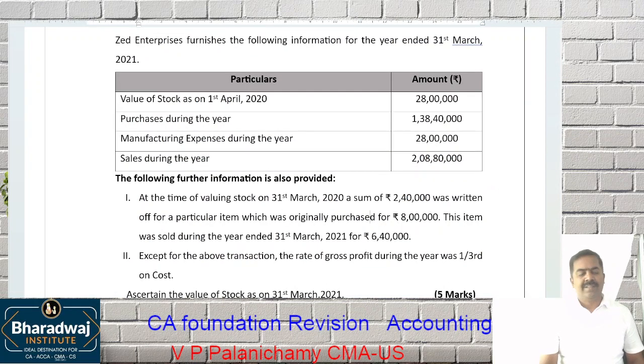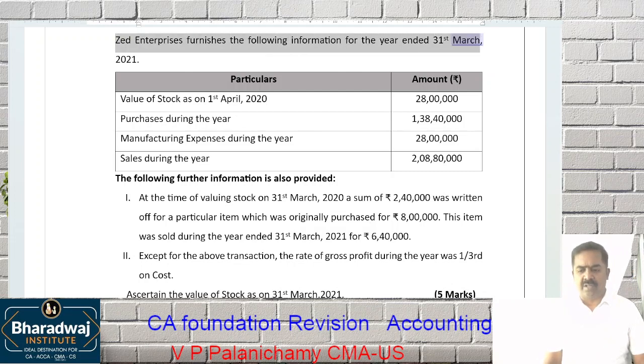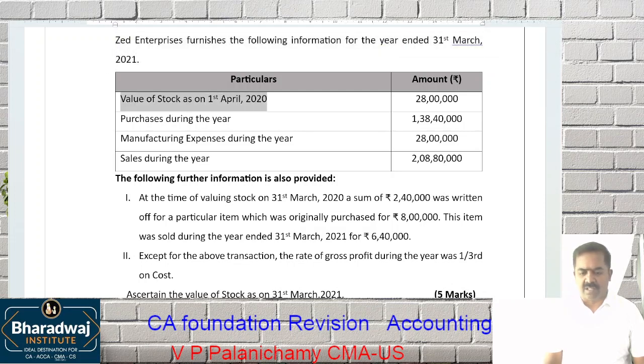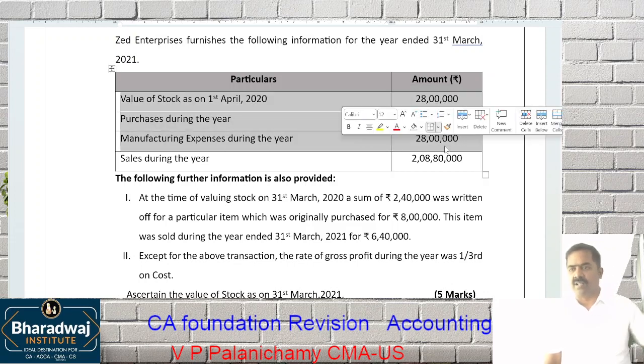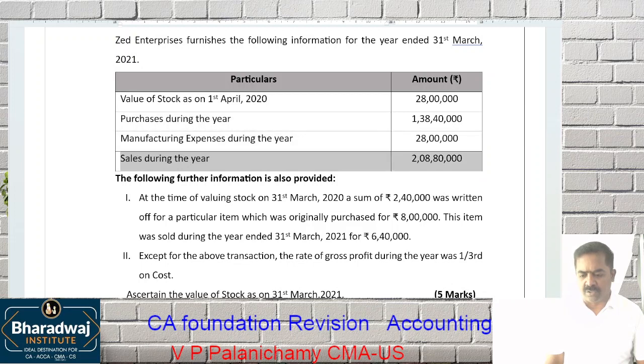Look at this question. This is not based on stock taking. This is based on preparation of trading account. This is preparation of which one? You can do it either by trading account model or by a statement model. You'll get the same thing. They give you the following information on 31st March கொடுத்திருக்காங்க. Value of the stock on 1st April 2020 is given. Purchases during the year is given. Manufacturing expenses during the year கொடுத்திருக்காங்க. These are all debit side items in which account? Trading account. Then sales for the year கொடுத்திருக்காங்க.